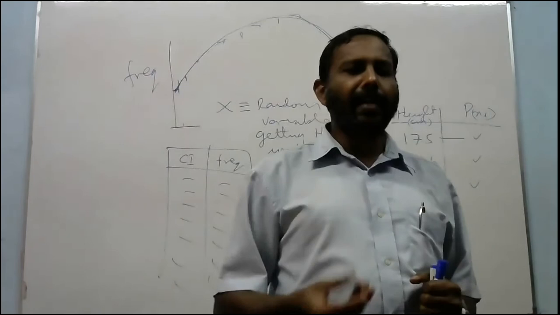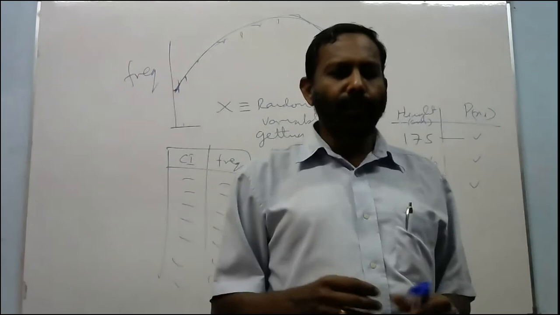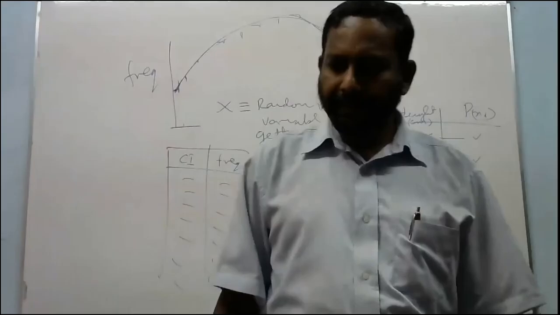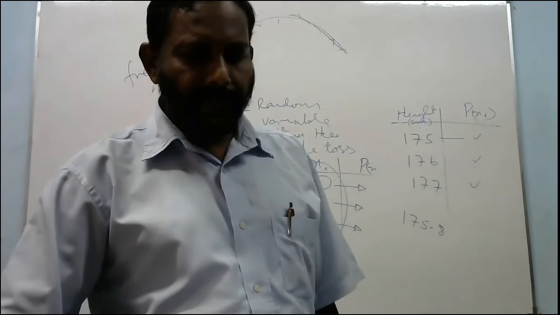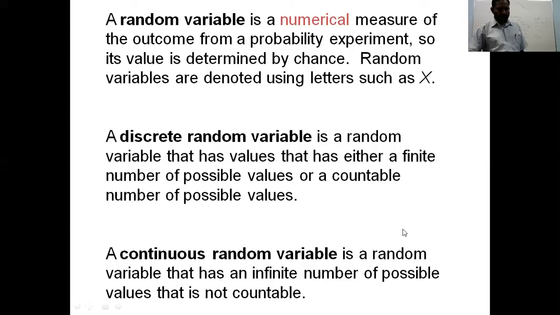Number of absentees to the class today. Is it discrete or continuous? Discrete. Yeah, discrete. So likewise, we can specify the discrete and continuous random variables. Right?